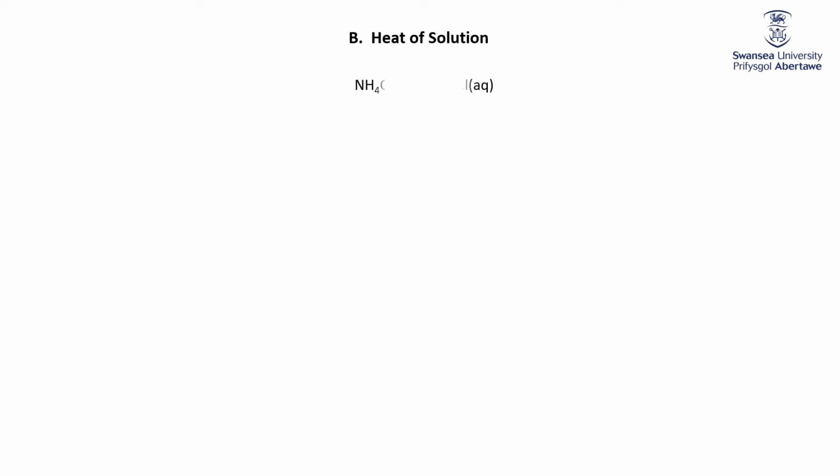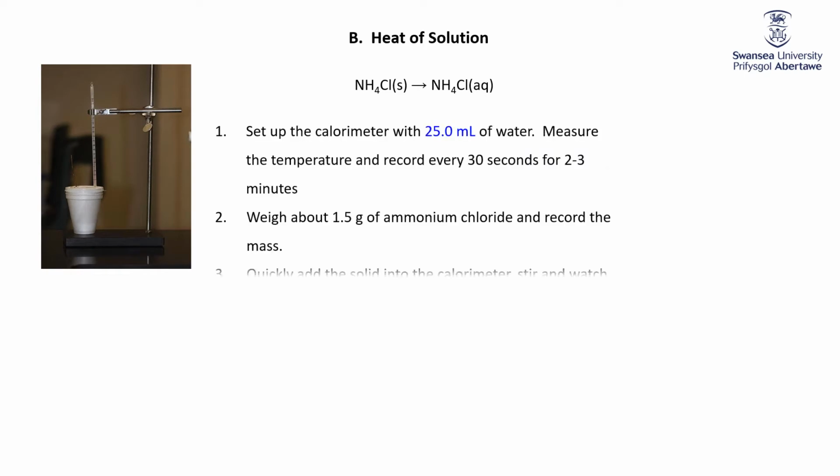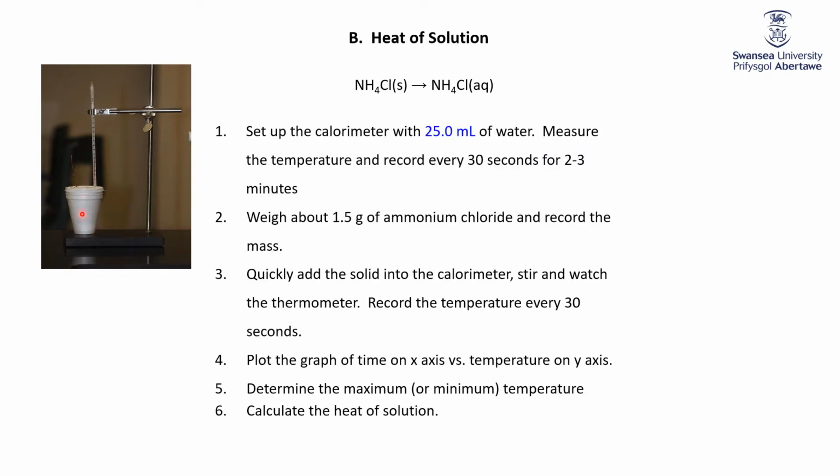Now we'll do the heat of solution, where we're going to just take solid ammonium chloride and dissolve it in water to make the aqueous solution of ammonium chloride. We're doing this using the standard coffee cup calorimeter. So we have our water in this double coffee cup. We have a thermometer going in through the lid. We have a little stirrer going in there.